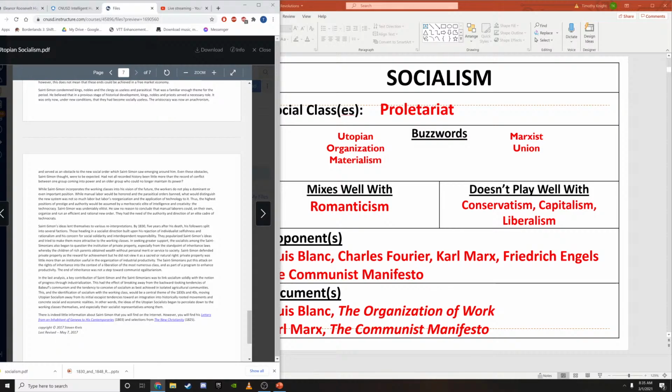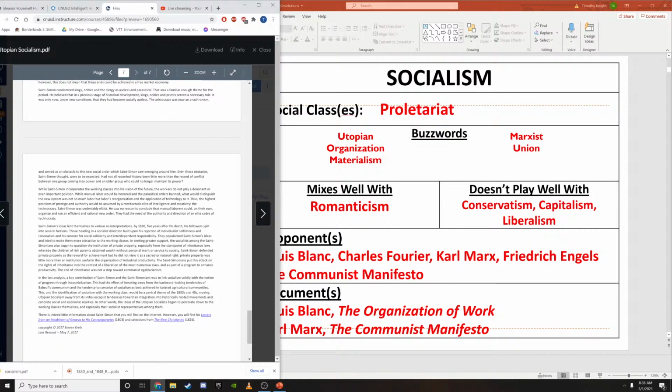The Saint-Simonians put this attack on the rights of inheritance into the context of a liberation of the most numerous class, and as part of a program to enhance productivity. The end of inheritance was not a step toward communist egalitarianism.